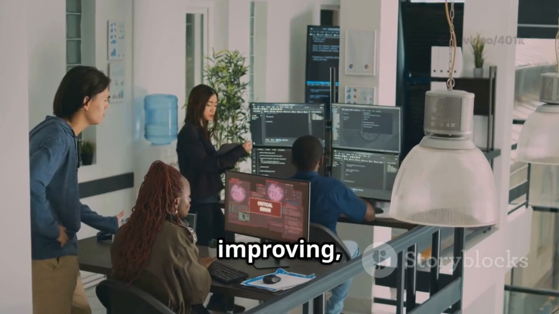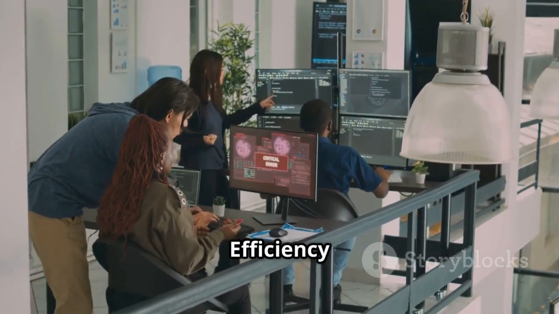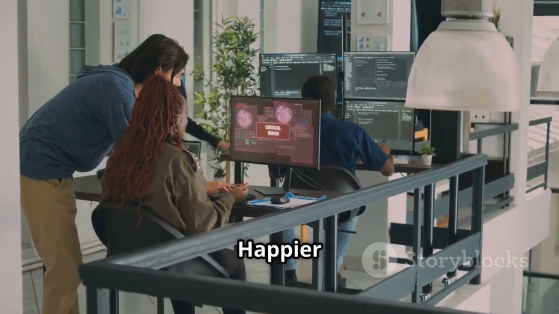Until next time, keep improving, and remember, efficiency equals better service equals happier participants.